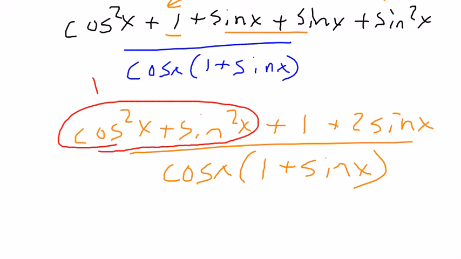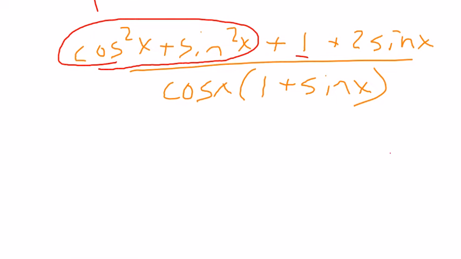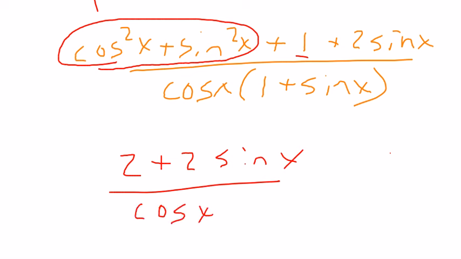Okay, so this whole thing in red reduces to 1. And then I can add it to that one to get 2. 1 and 1 makes 2. See? Some of this math can be real easy. 2 plus 2 sine of x over cosine of x, 1 plus sine of x.